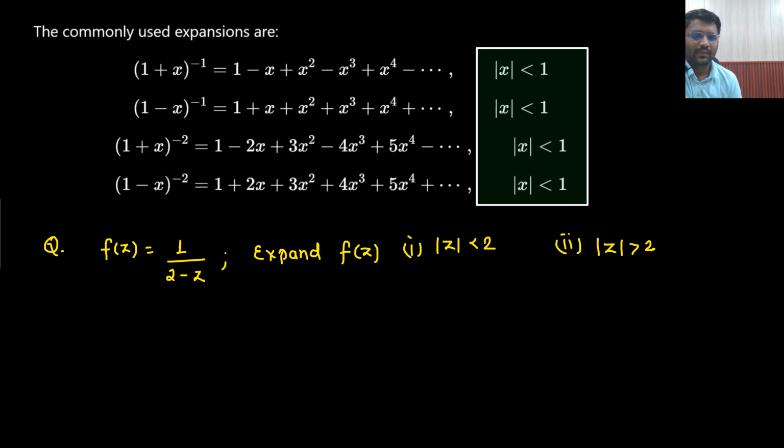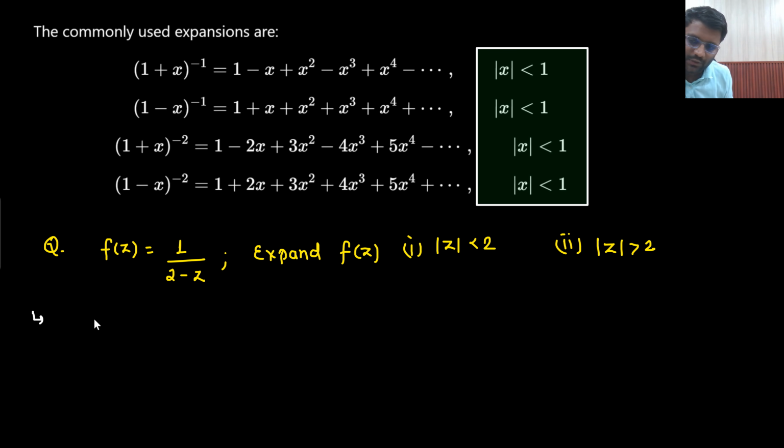Okay. You need to expand this function. So do the expansion. This is what we are asking, for two conditions: mod of z less than 2 and mod of z greater than 2. Let's just ignore these conditions as of now. If I need to expand this function, what will I do?